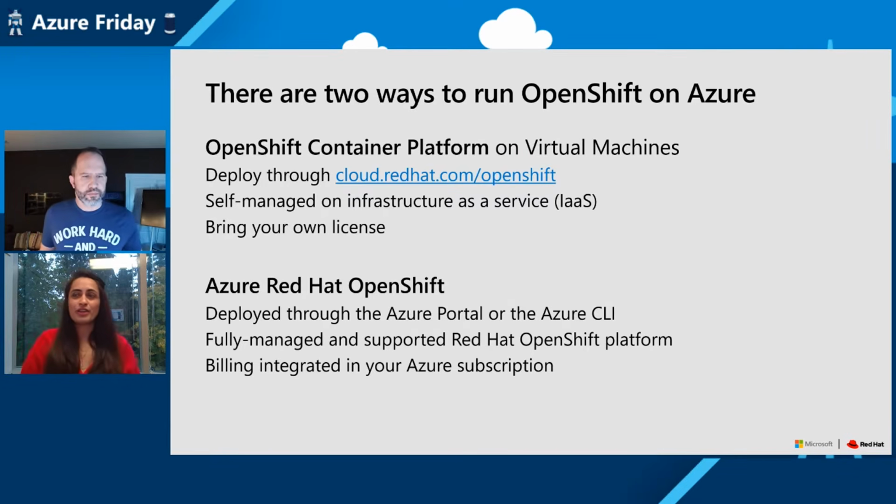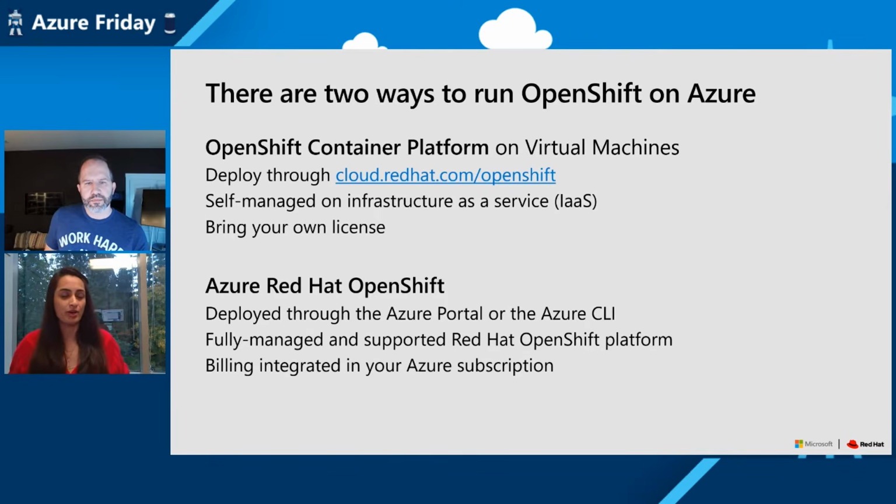I just want to say for our viewers that we have two kinds of OpenShift offering on Azure. One is the OpenShift Container Platform. You bring your own OCP onto Azure, you manage it, and you go for it. And what we have done is we have created a joint product called Azure Red Hat OpenShift. It's a joint product, fully managed and supported by both the companies. So that's the one that we're going to talk about today.